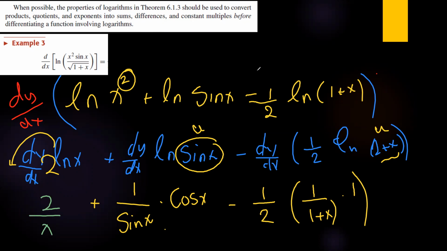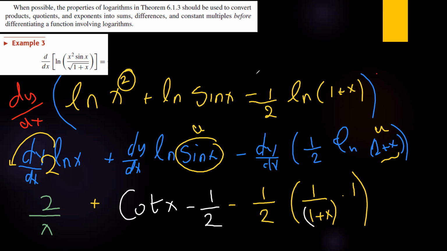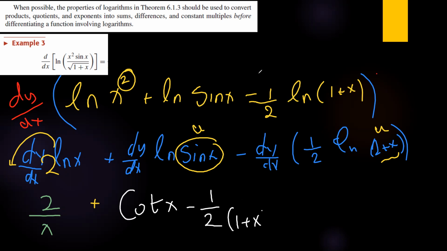Here we have cosine over sine, which is cotan. And half times 1 over 1 plus x, we said it is negative half times 1 over 1 plus x. So here we have the answer as 2 over x plus cotan x minus half times 1 over 1 plus x. Is it clear?